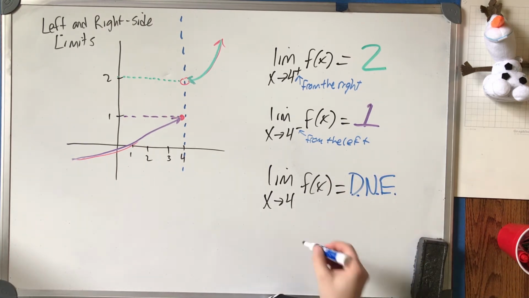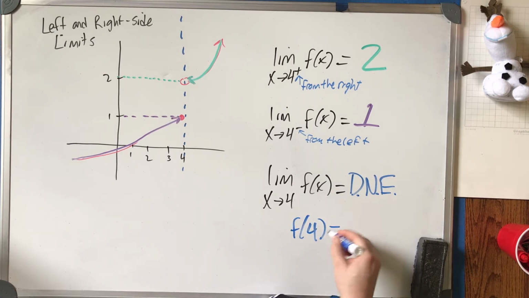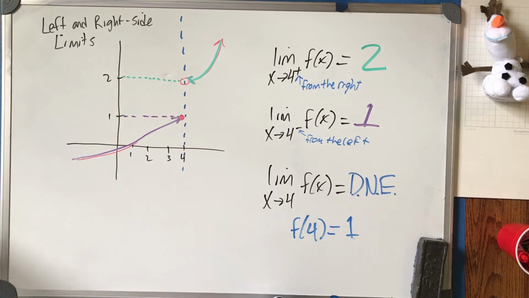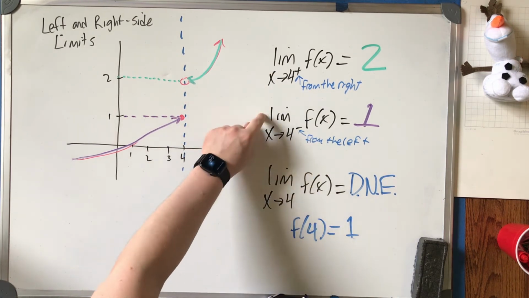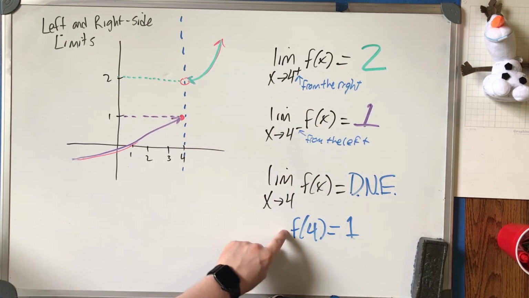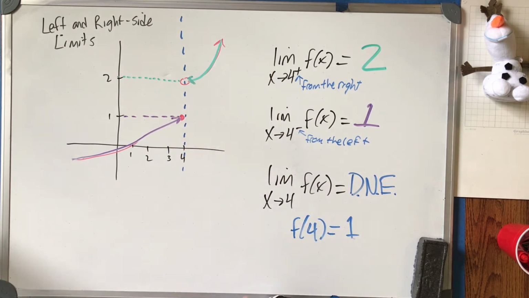Now it's important to note here that f of 4 does exist. F of 4 equals 1 because that's where the point is filled in. So we have the limit from the right is 2, the limit from the left is 1. The actual limit does not exist because these are not the same thing, and the function itself exists at 1.